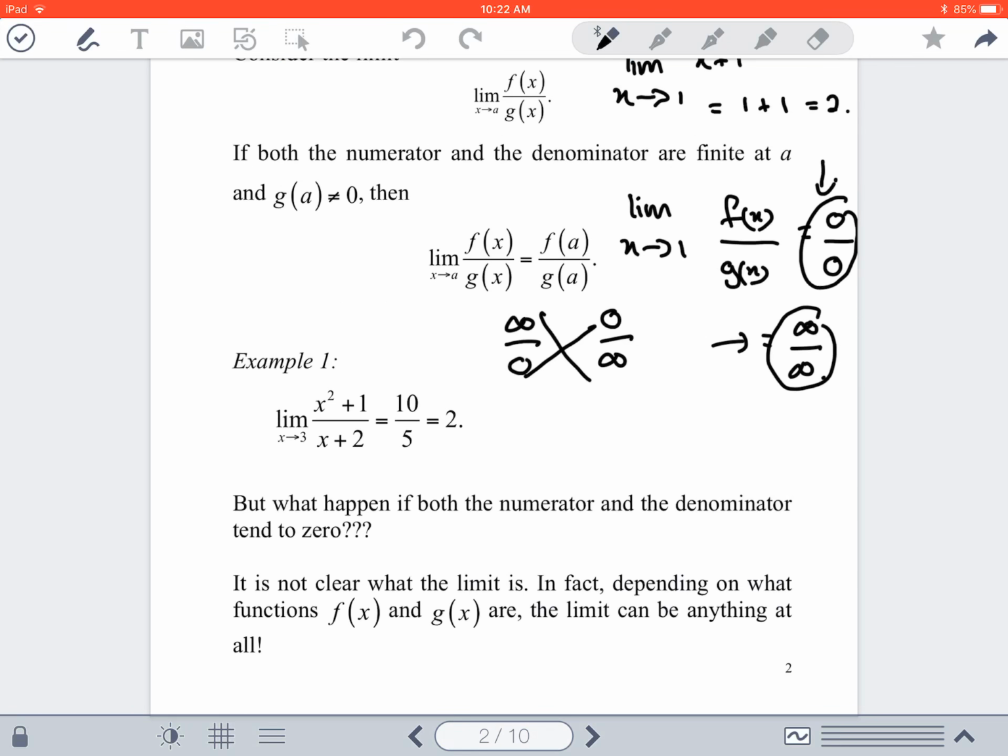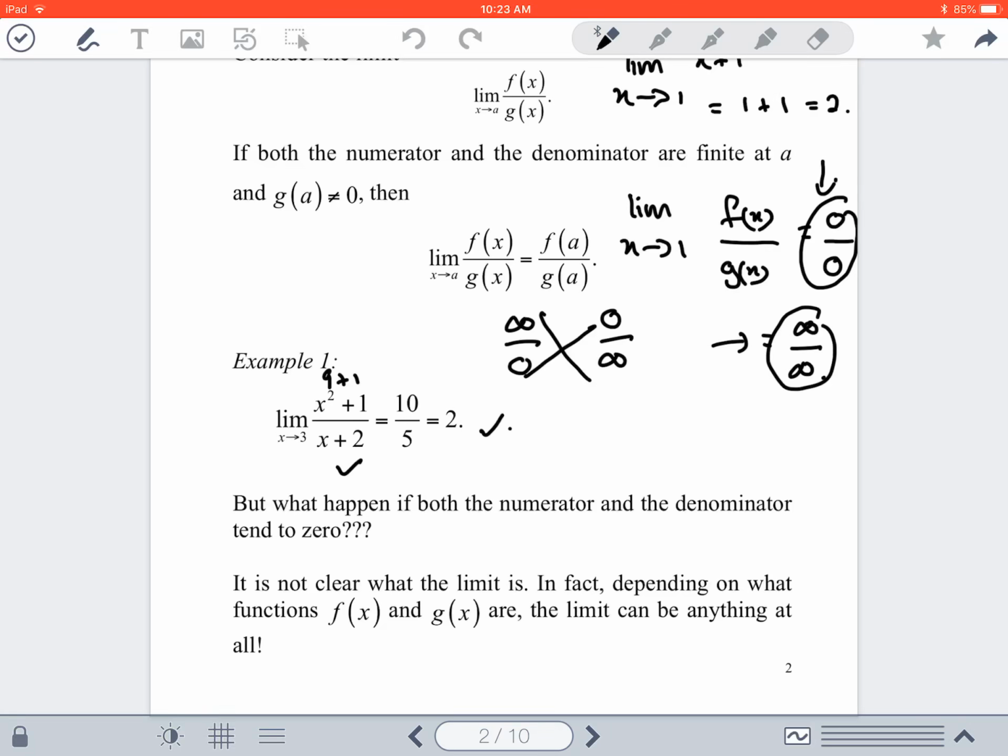So, the first example. This is the process where we want to find out the limit of x squared plus 1 over x plus 2 when x is approaching 3. As the standard step, we substitute x equal to 3 into the function. So we got 9 plus 1, that's 10, and the denominator becomes 5. So 10 divided by 5, you got 2. So the limit of the function when x approaches 3 is equal to 2. Okay, so in this case, we have no issue.